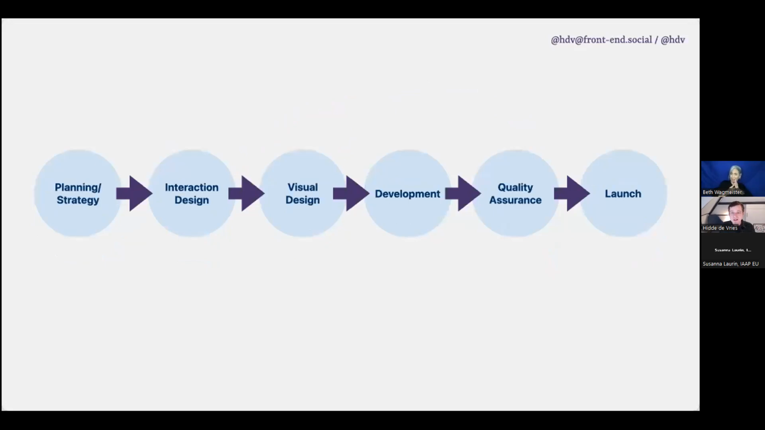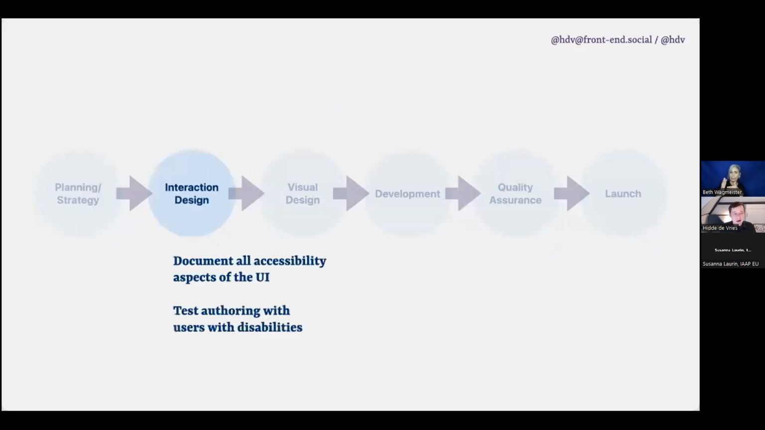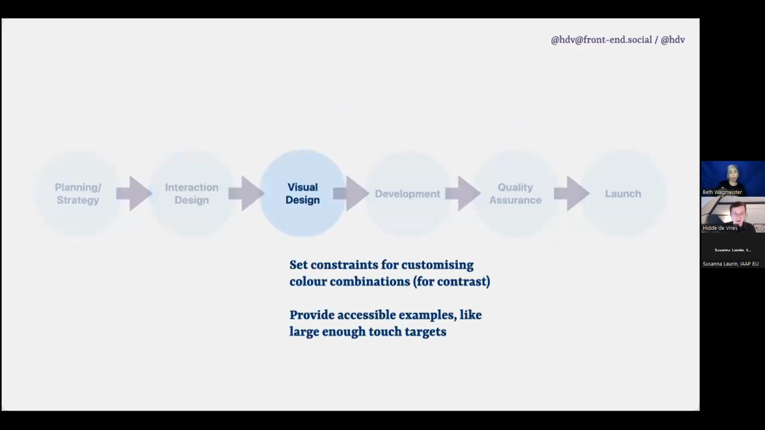Now, in each of these stages, you are able to do something about accessibility. When you're planning, you can choose a CMS or an authoring tool that supports accessibility, that has the ability to add previews, that lets you do validations in a way that makes sense and is easy for you or your developers to customize. In your interaction design phase, you might want to document all of the accessibility aspects of the UI, and testing with users with disabilities might be a good idea there.